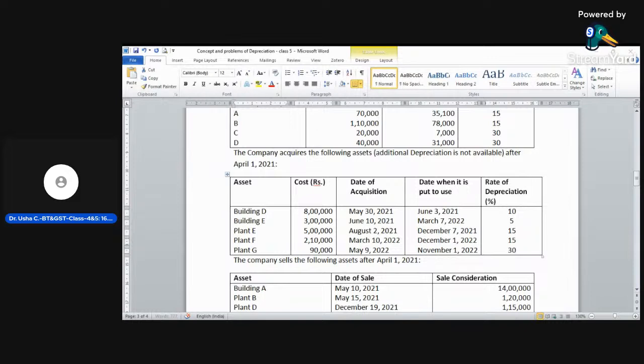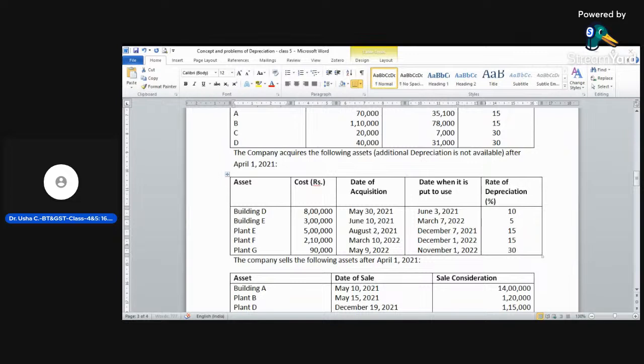Dhanlakshmi is asking, if the asset is not used in this year also, will the depreciation be chargeable? Look at here, students, if the asset is purchased during 2022-23 and not put to use during 2022-23, then no depreciation will be charged. But in the next year, whether the asset is put to use or not, we are going to charge depreciation.